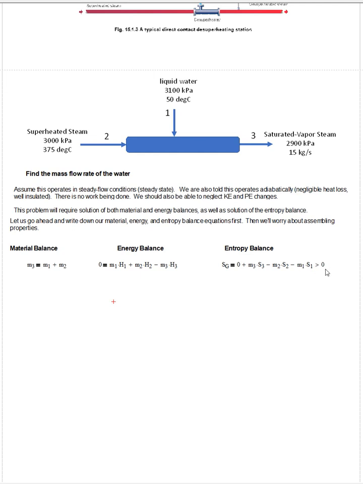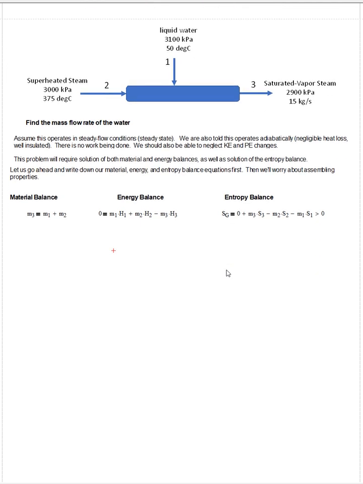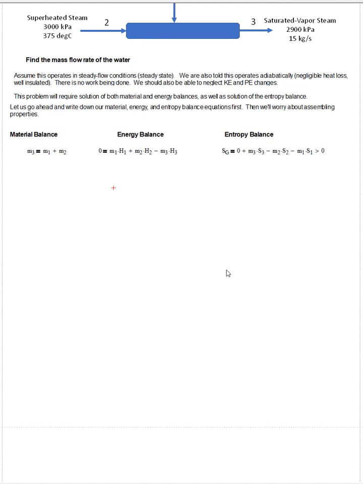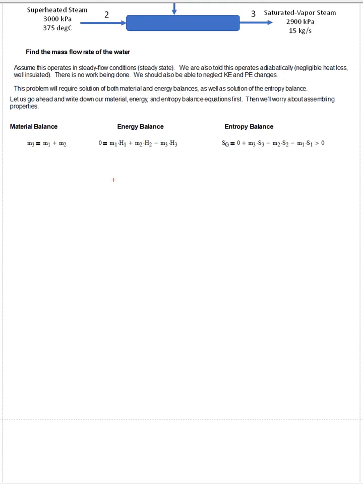And remember that to satisfy the second law, this entropy generation rate has to be greater than 0 for a real process. And remember, if it's equal to 0, then it's isentropic. And we're talking about a theoretical process there. All right, so let's start simple. Let's not worry about the entropy balance at the very beginning. We'll deal with that later. Let's start easy. Let's start with the material and energy balance.